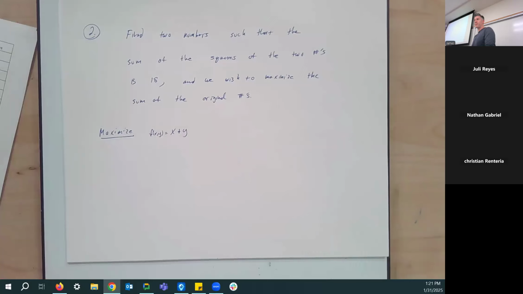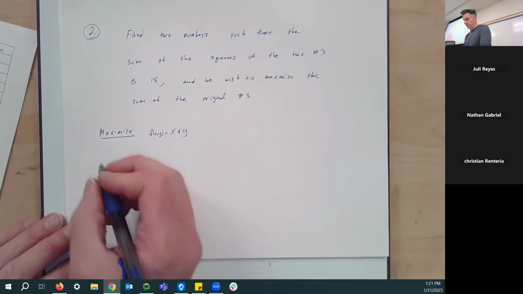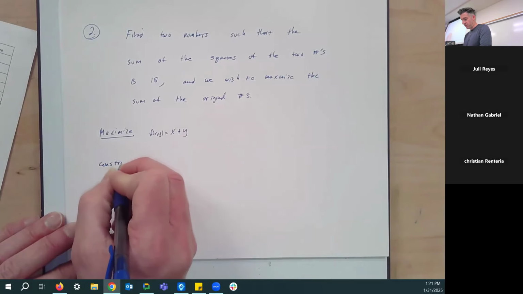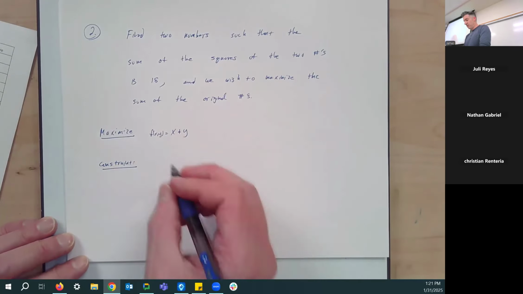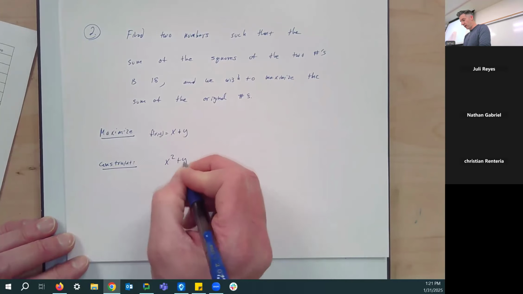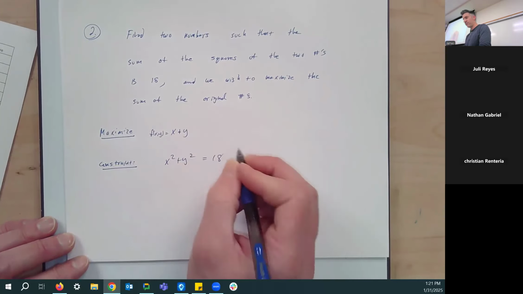So we're trying to maximize f of x, y equal to x plus y, and we're given a constraint. Our constraint is that the sum of the squares of the two numbers is 18. So we're told that x squared plus y squared is equal to 18.